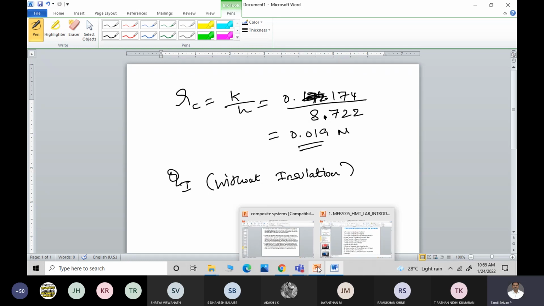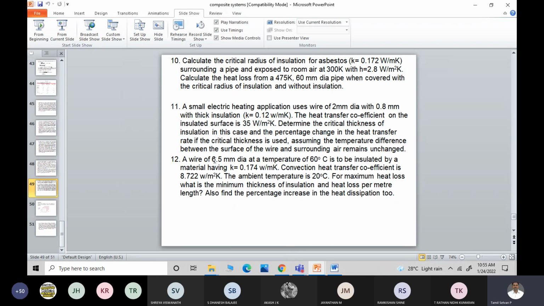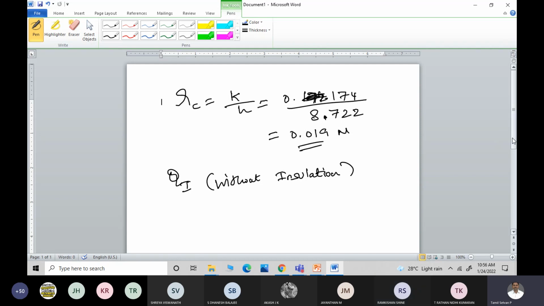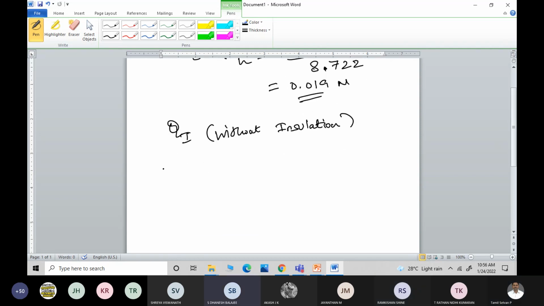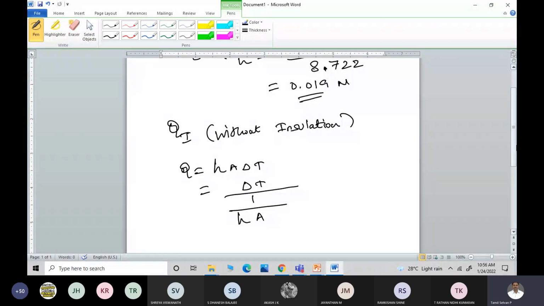We know that only the wire, the heat transfer takes place between the wire of dia 6.5 mm and the surrounding atmospheric air. Am I correct? Yes, sir. So Q is equal to H A del T, or Q equal to del T divided by 1 by H A.